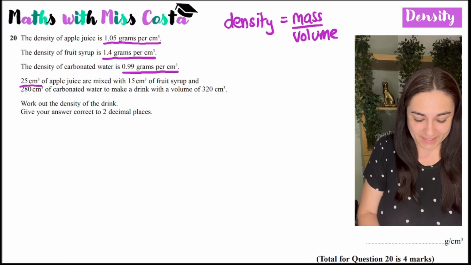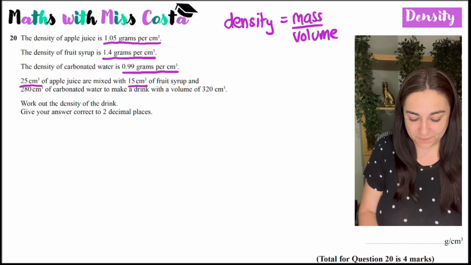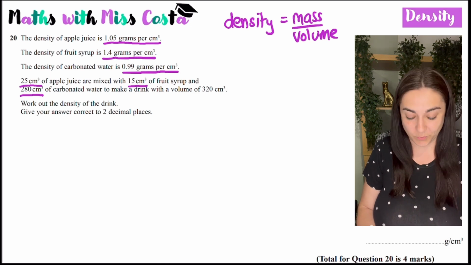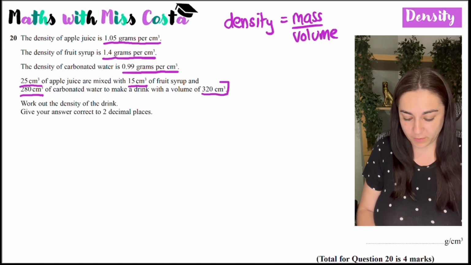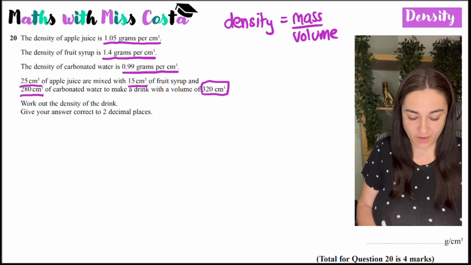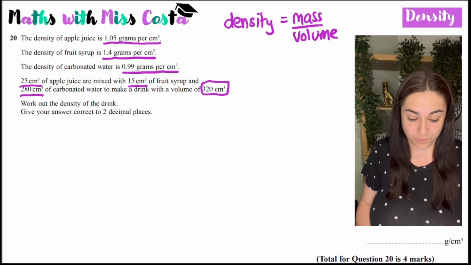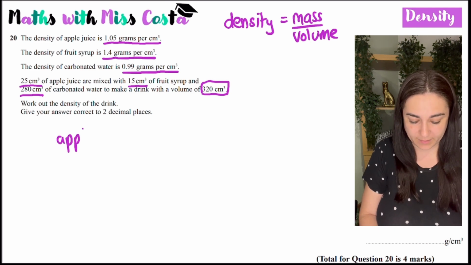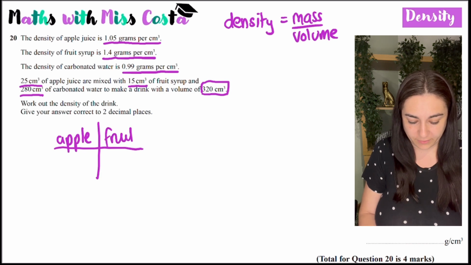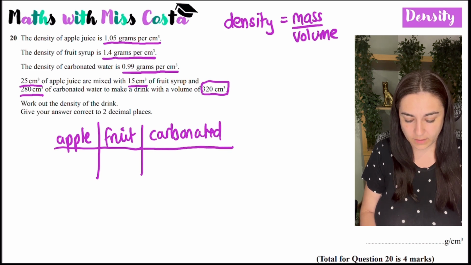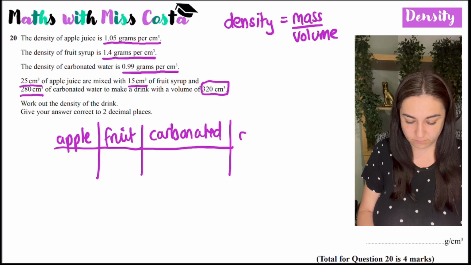Okay, so 25 centimetres cubed of apple juice are mixed with 15 centimetres cubed of fruit syrup and 280 centimetres cubed of carbonated water to make a drink with a volume of 320 centimetres cubed. Work out the density of a drink. So because I've got quite a lot of information here, it would be helpful to just do a little two-way table. So I've got apple juice, fruit syrup, and carbonated water. And then I have my drink.